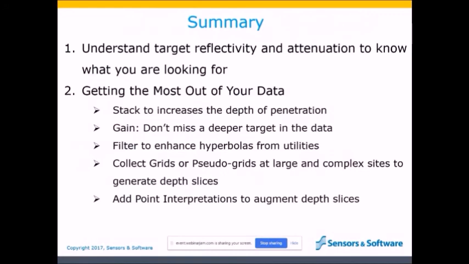Use the filter, and ideally use a multi-level filter to enhance hyperbolas from utilities. Collect grids or pseudo grids at large and complex sites to generate depth slices. And finally, because we don't always see linear features from weak hyperbolas, we can add point interpretations to augment those depth slices and make a better final product. And that will improve our interpretations and give a better product for our customer. So that is my presentation for today.